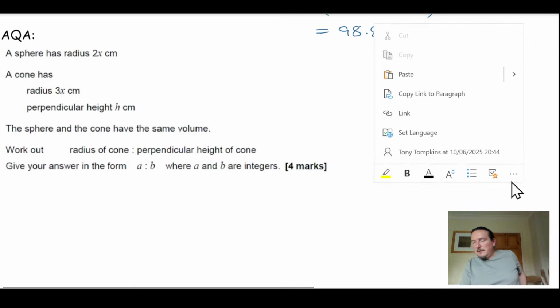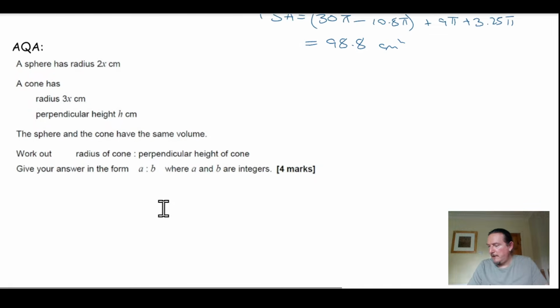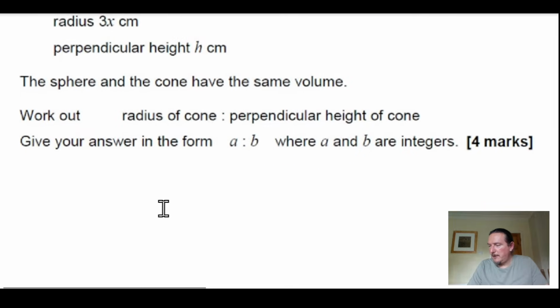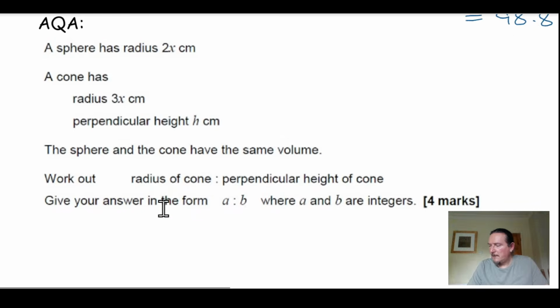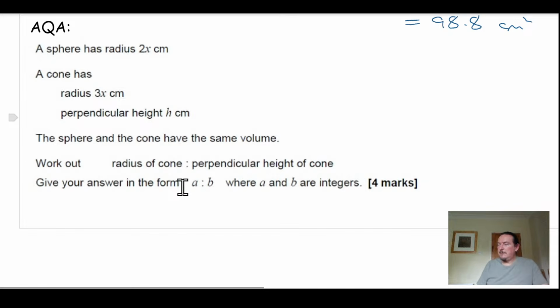So the AQA one: a sphere has radius 2x centimeters, a cone has radius 3x centimeters with a perpendicular height of h. The sphere and the cone have the same volume. Work out the ratio of the radius of the cone to the perpendicular height of the cone. Give your answer in the form a to b, where a and b are integers. So this is a very algebraic one from AQA. I don't know if you notice, AQA seems to mix up things quite a bit more than the other two. A sphere is radius 2x. Well, the volume for a sphere is 4/3 pi r cubed.